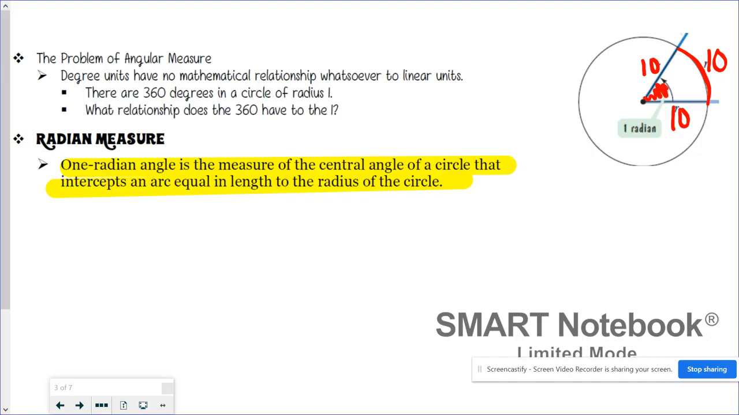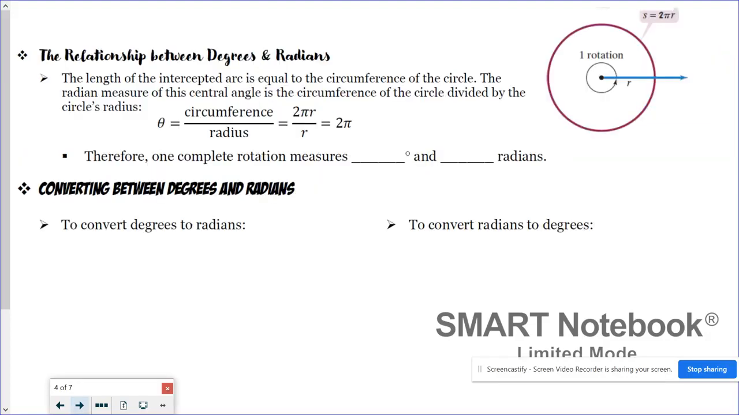I want you to be able to convert degrees into radians and vice versa, so let's see what the connection is. If you go totally around a circle, that's its circumference. I just told you that a radian is what you get when the radius and the arc length have the same measure.